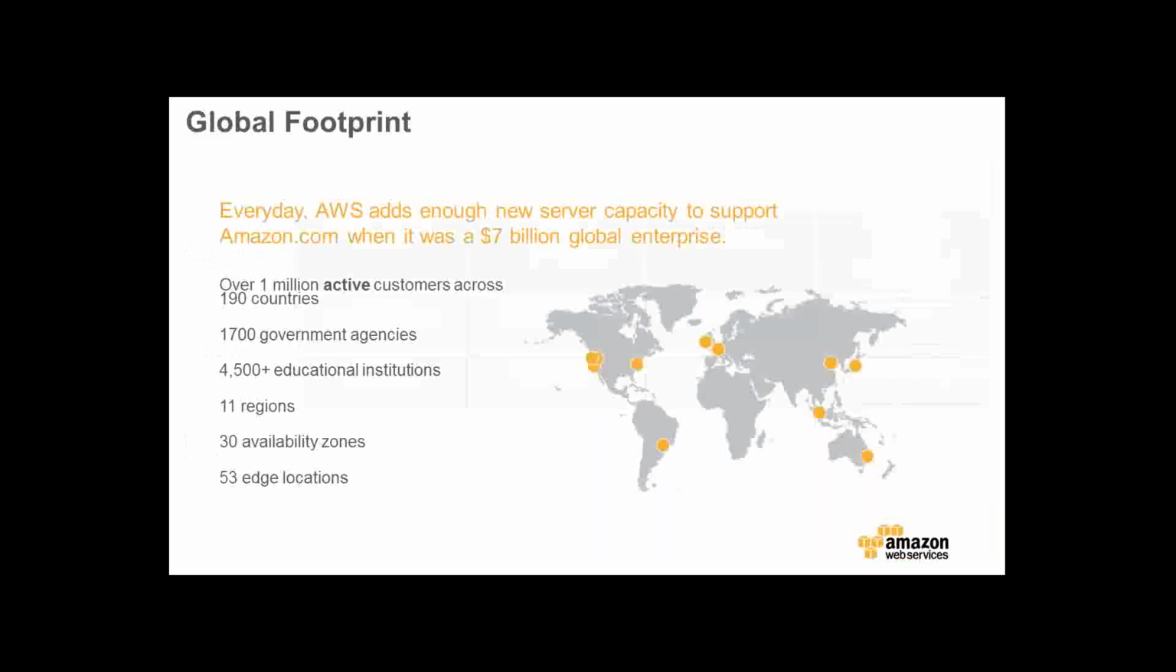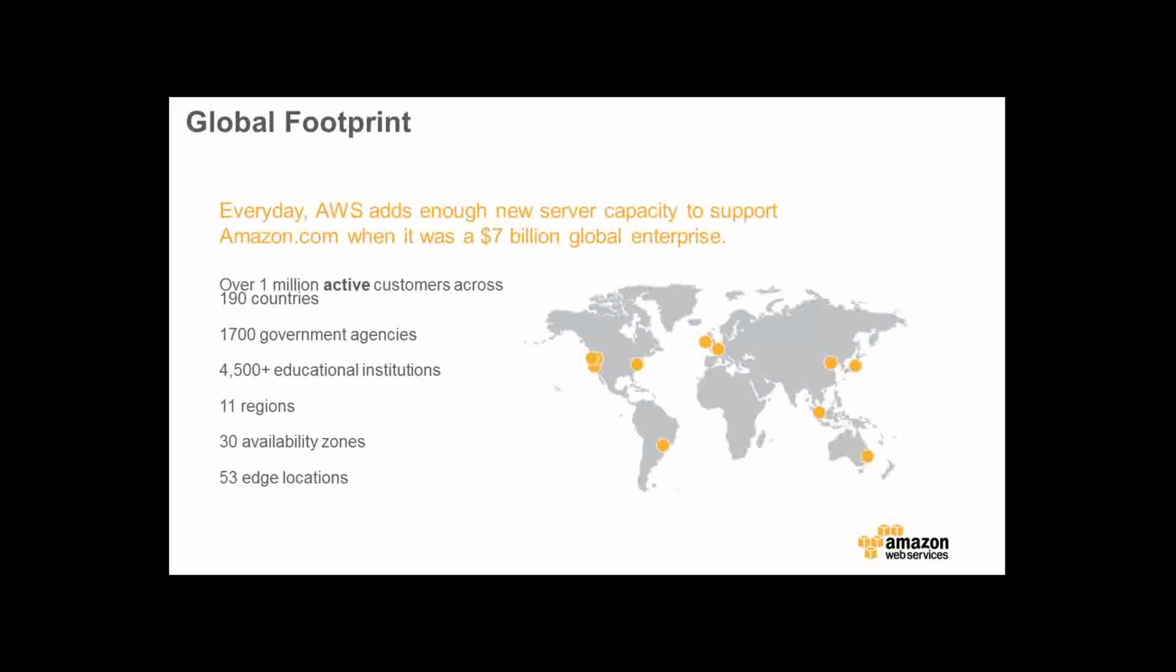Now this platform, as I mentioned, is delivered globally. And today, we're servicing over 1 million active customers in over 190 different countries. And when you think about the AWS infrastructure globally, there are really 3 concepts that you want to keep in mind: regions, availability zones, and edge locations. Regions are high-level collections of AWS resources, and we have 11 regions around the world today in places like North America, Europe, South America, China, Japan, Singapore, and Australia.